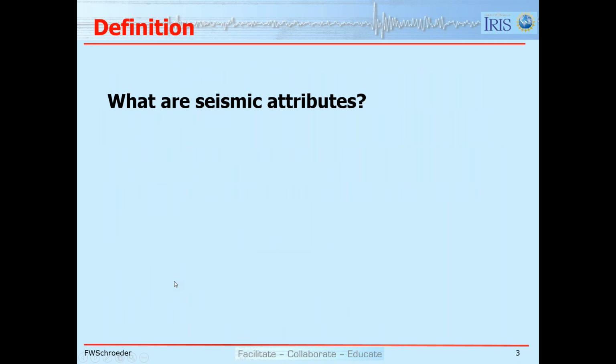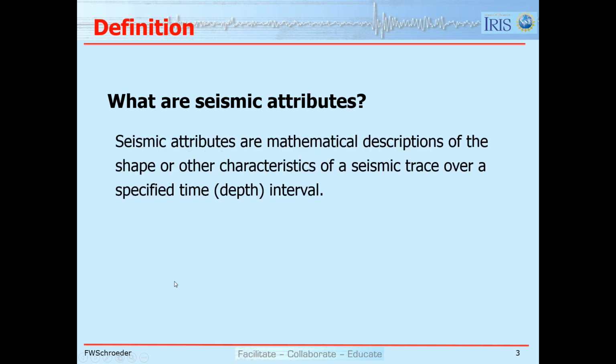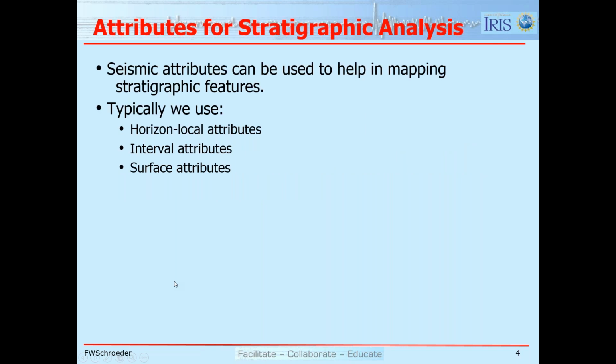So a good place to start is with a definition of what seismic attributes are, and this is my definition. Seismic attributes are mathematical descriptions of the shape or other characteristics of a seismic trace over a specified time interval, or if we have our seismic converted to depth, over a specific depth interval. And I'll expand on that as we proceed.